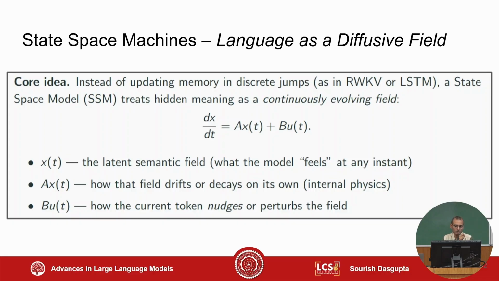So instead of discrete jumps, which you see in RWKV and LSTM or RNN based models, state space models treat hidden meaning as a continuously evolving field, where X is the state. Whatever we saw as S over there is represented as X, and U is the current input at time point T. X is the state so far at time point T, so Xt is basically the latent semantic field up till that point. Axt is how the field drifts or decays on its own.